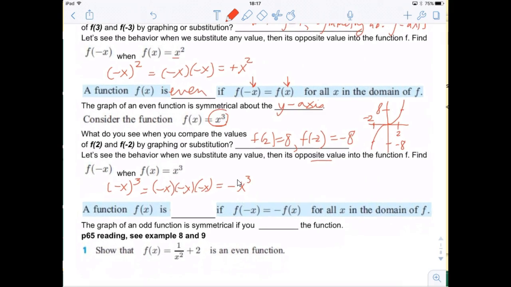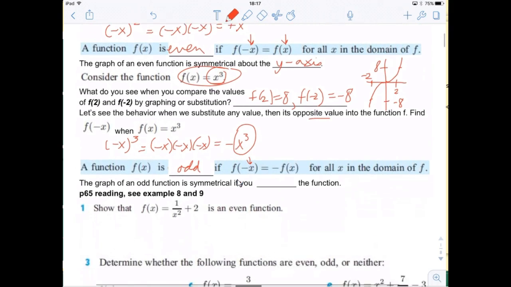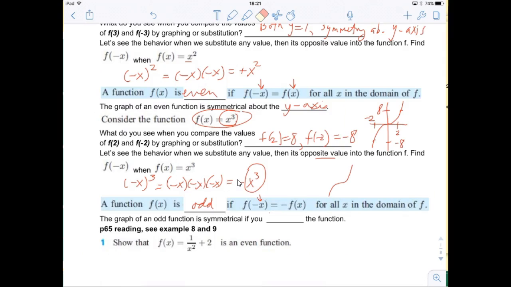A function f of x is odd if, when you put in the opposite of x into the function, you get the negative of the value you get when you put in x. So remember, if you put in x into x cubed, you just get x cubed. If you put in negative x into x cubed, you get x cubed, but you have a negative outside of it. Do you see how this is an example of an odd function? The graph of an odd function is symmetrical if you rotate the function.